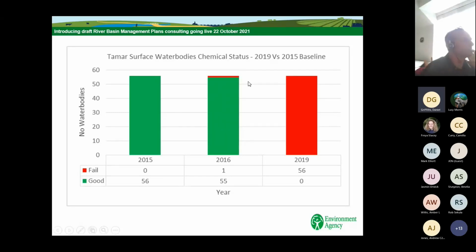Obviously, the chemical status also influences the overall water body status, the very highest level of classification. So we're also seeing failures across the board there for our surface water bodies.